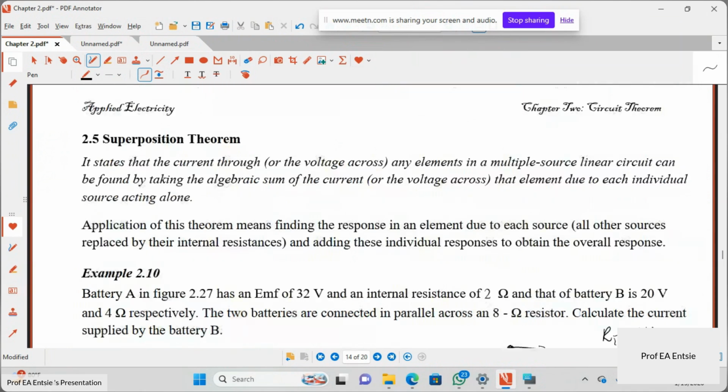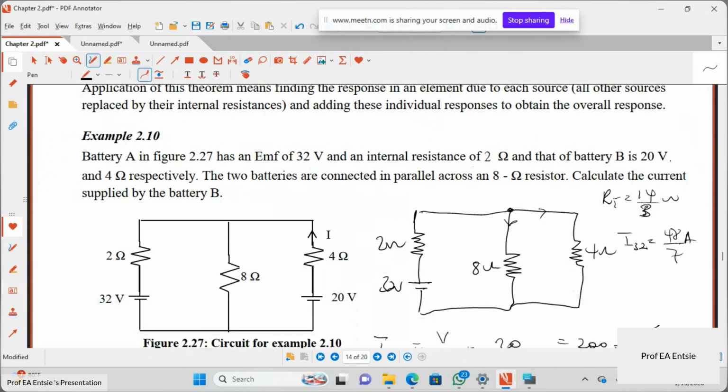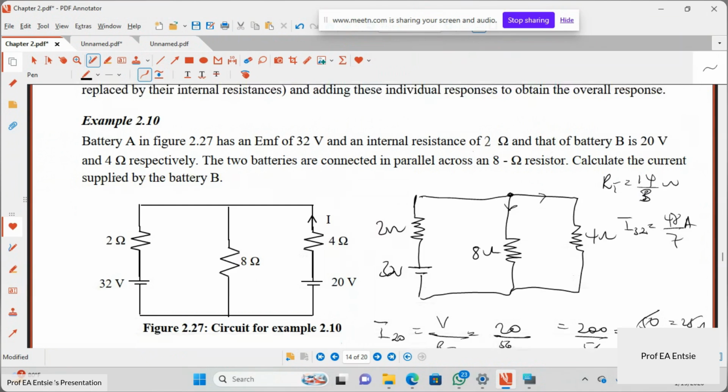Now the question was saying battery A in figure 2.27 has an EMF of 32 volts and an internal resistance of 2 ohms. So this is battery A. This is the voltage source, internal resistance. And that of battery B is 20. So this is B, 20 volts against 4 ohms internal resistance respectively. The two batteries are connected in parallel. Of course they are in parallel, because the current coming from 20 volts and the current coming from 32 volts meet to make the current passing through this. They are not the same. Current here is not the same as this.